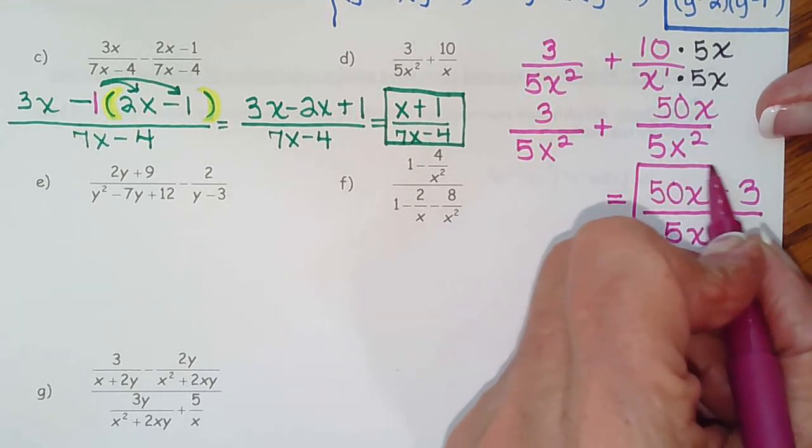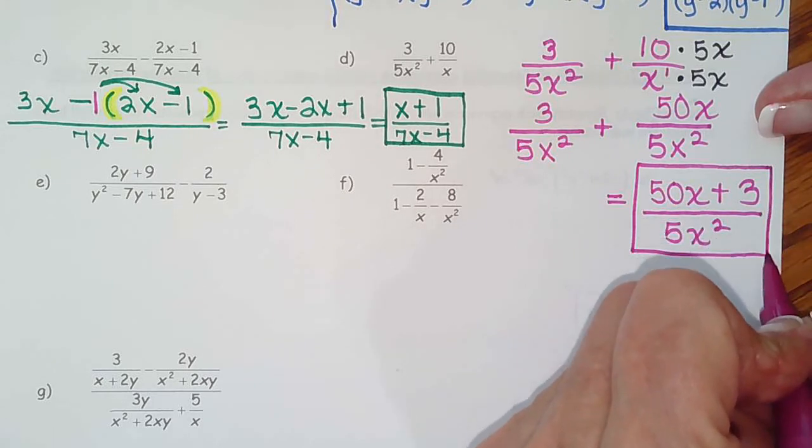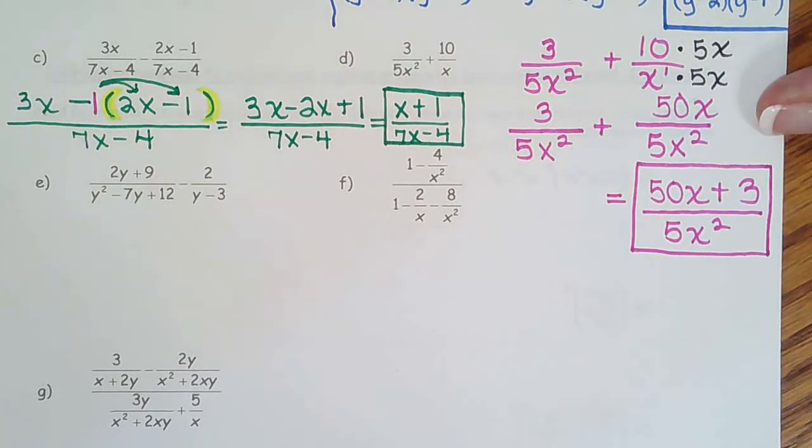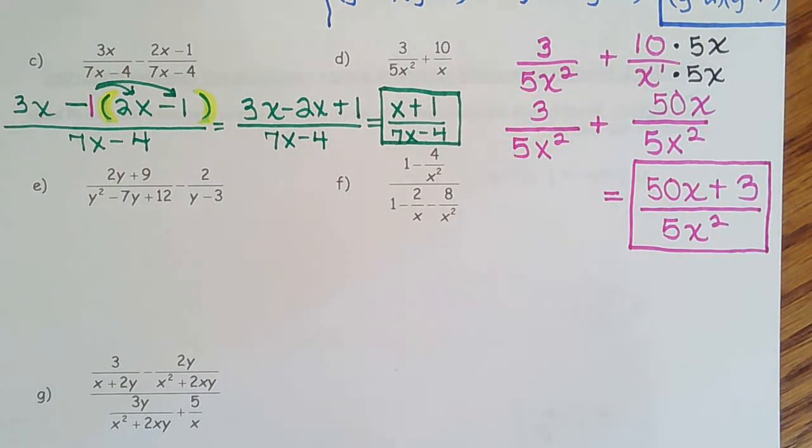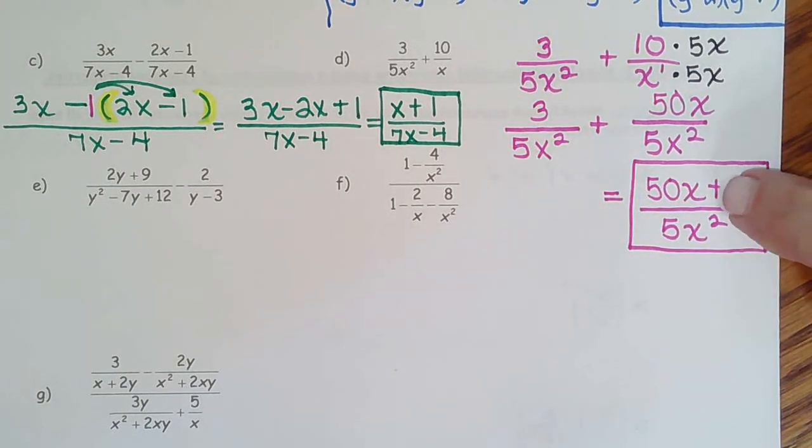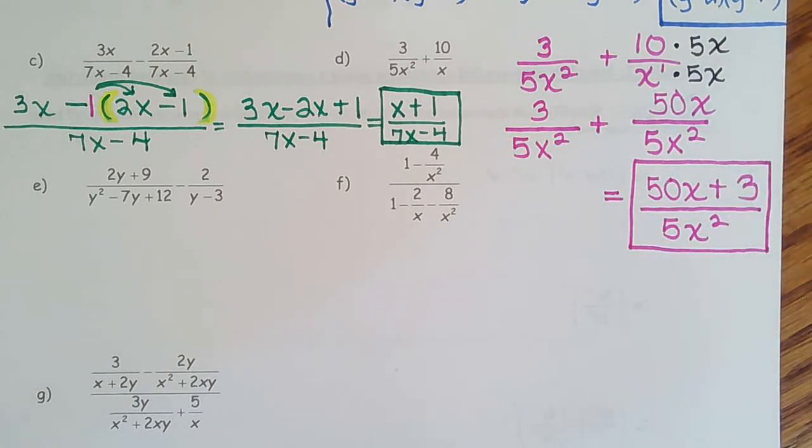And the numerator can't be factored. There's nothing common there, no GCF. And it can't be squares or cubes. It doesn't have exponents. So that would just be my answer. I can't cancel because there's an addition sign right there. So that is my answer.